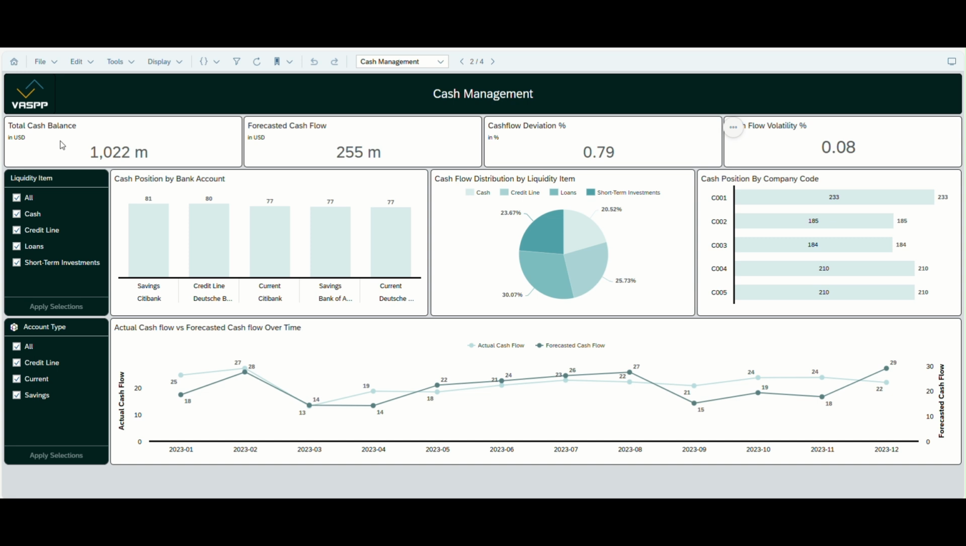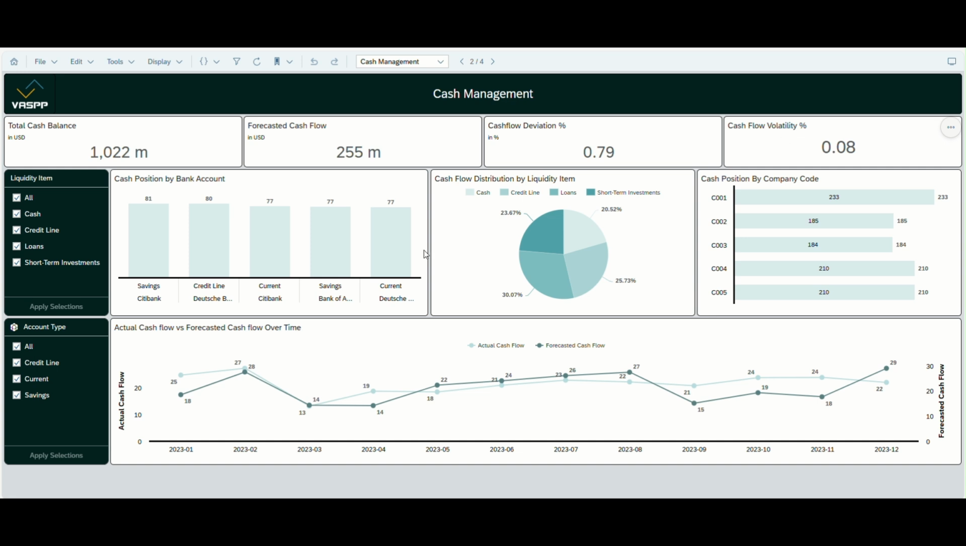Forecasted cash flow at $255 million reflects your anticipated cash inflows and outflows, enabling you to plan confidently for the short term. Then the cash flow deviation percentage tracks how much actual cash flow differs from expected values, a key indicator to spot unpredictable cash patterns and improve planning accuracy. And the cash flow volatility percentage gauges the stability of your cash flows, a vital measure for risk-aware cash management.